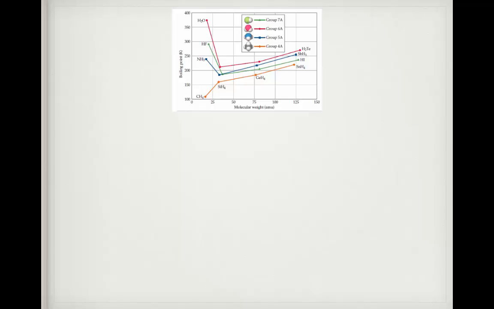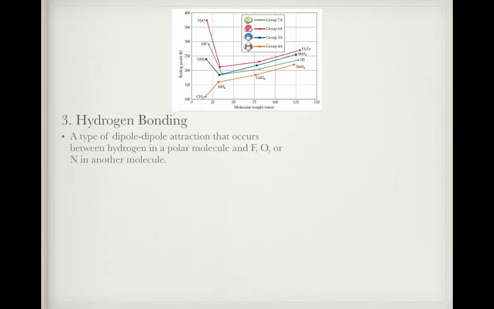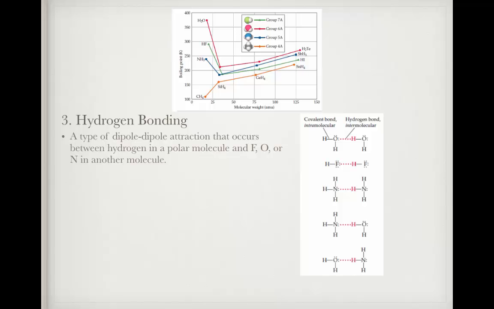So there's clearly another intermolecular force that is involved. And that intermolecular force that's involved is hydrogen bonding. Now, hydrogen bonding is actually a type of dipole-dipole attraction, which tells us that in order to have hydrogen bonding, the molecule involved must be polar. That's the first thing. And hydrogen bonding occurs between hydrogen of one polar molecule and the F, O, or N atom in another molecule. And so we'll see what that looks like in just one sec.